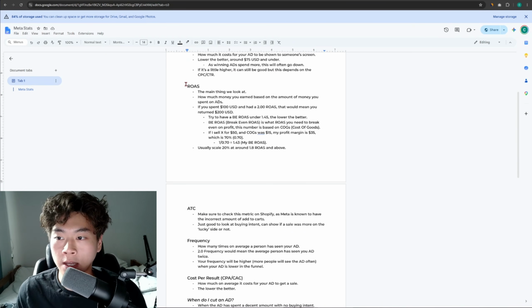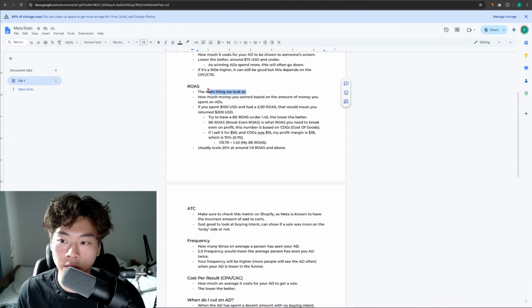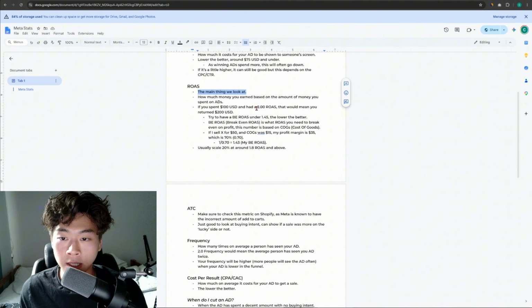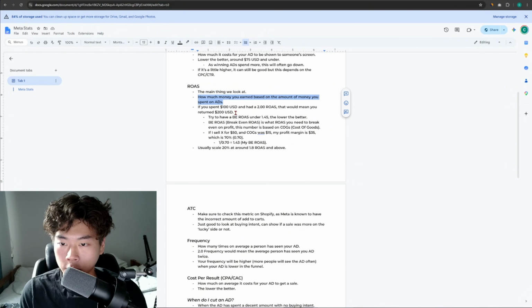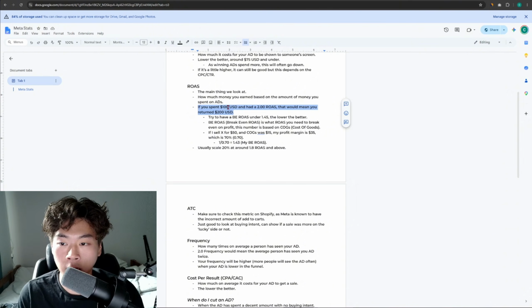Next important stat that we look at is ROAS. This is obviously the most important stat that we look at, as written here. This is the main thing that we look at. ROAS stands for return on ad spend, and this is how much money you earned based on the amount of money you spent on ads. So for example here, if you spend $100 USD and you have a 2.0 ROAS, that would mean you returned $200 USD in revenue based off the $100 ad spend.